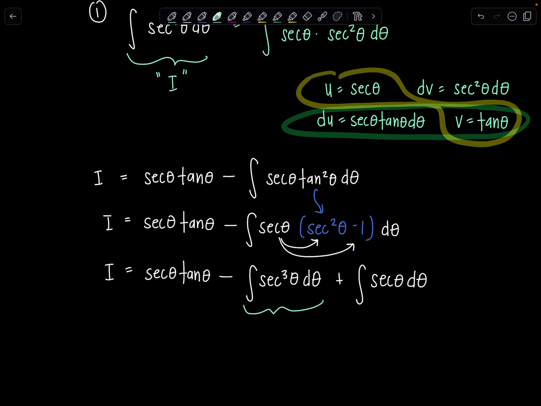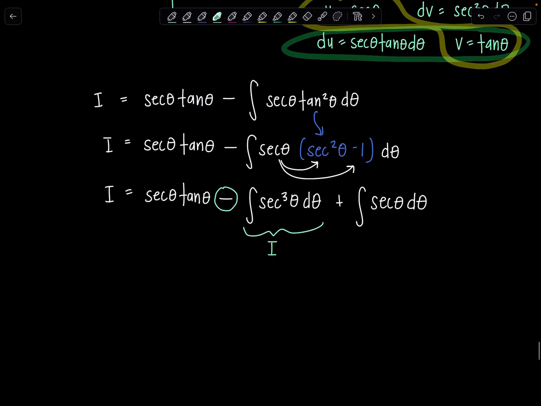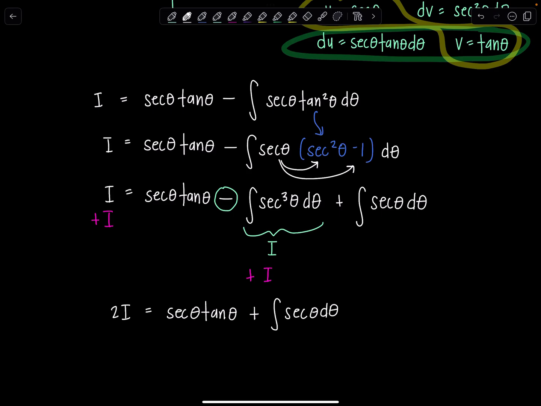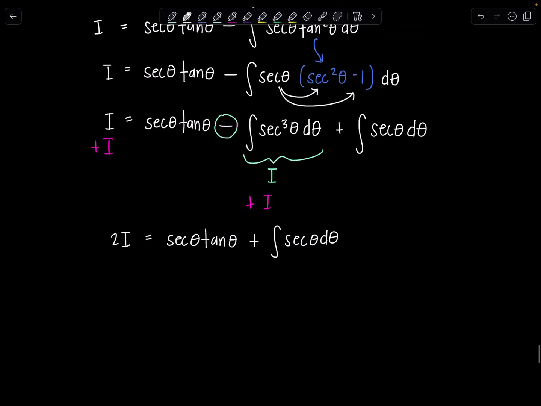I have basically minus I over here. It's being subtracted. If I'm trying to solve for I, then let me go ahead and add I to both sides. Then now on the left, I have 2I equals secant theta tan theta plus integral secant theta d theta. Good? How do I get I by itself? I'm going to divide by 2 or multiply everybody by 1/2. So then I'm going to have 1/2 secant theta tan theta plus 1/2, we know the antiderivative of secant theta, right?